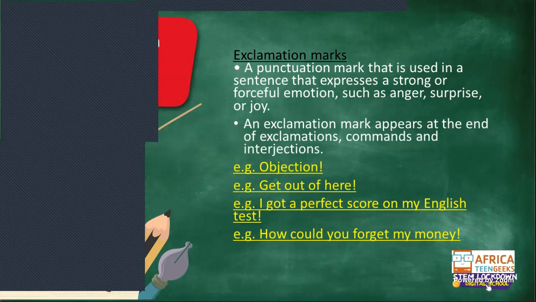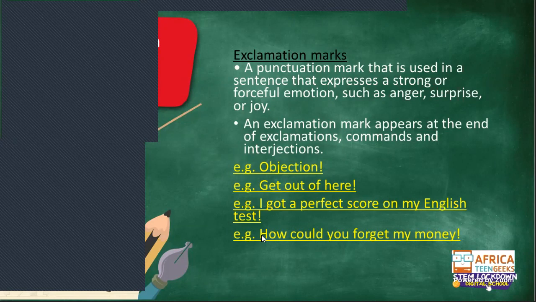Another example: get out of here! No, that is not the way you say it. Get out of here! You realize that get out of here is also a strong emotion. The emotion here is most likely anger. Somebody is making you angry, and you want them to really get out of your face. So that is something you will say, get out of here. If you write it down to capture the essence of that anger, you're going to use an exclamation mark.